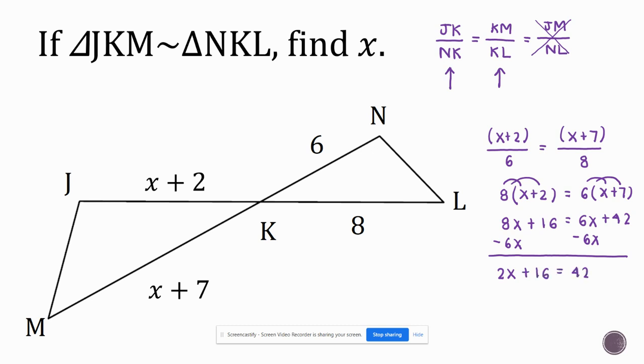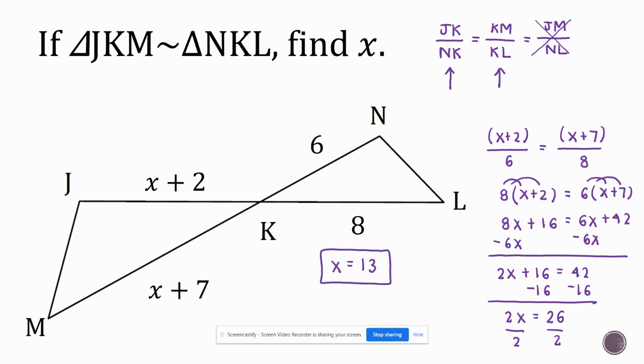So now I'm going to move the numbers by subtracting the 16. That still gives me 2x, but now 42 minus 16 gives us 26. I'll divide both sides by 2. I'll get a value of x to be 13. That's all this problem is asking for, so I'm done. And that's how we can use similarity to find, in this case, x.